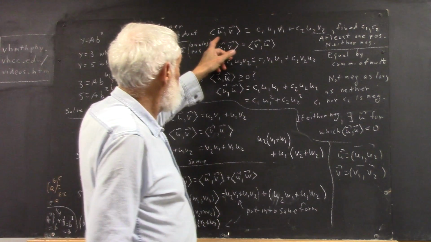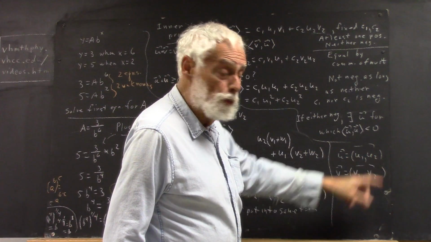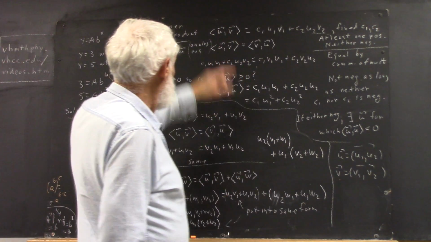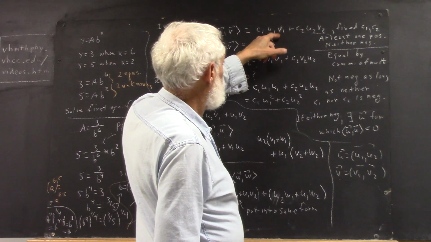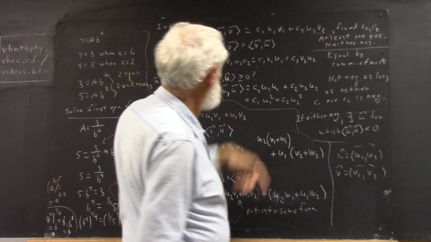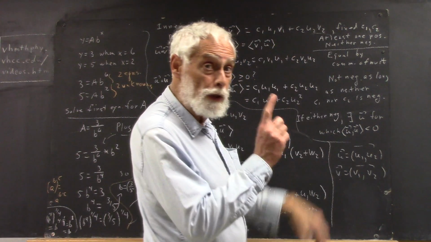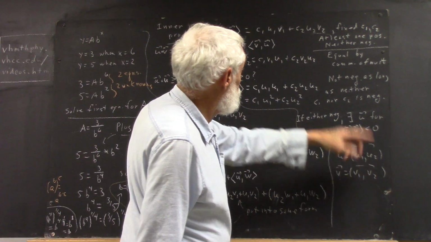So we're going to define an inner product by this rule. U is going to be the vector U1, U2, and V is going to be the vector V1, V2. The inner product of U and V is then going to be C1 U1 V1 plus C2 U2 V2. This is very much like the dot product. If C1 and C2 are both 1, then it is the dot product. It's just U1 V1 plus U2 V2.